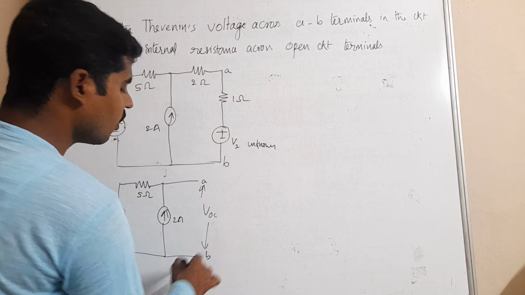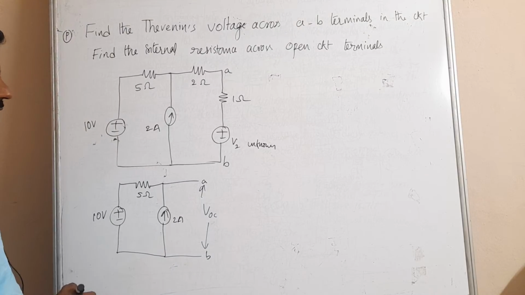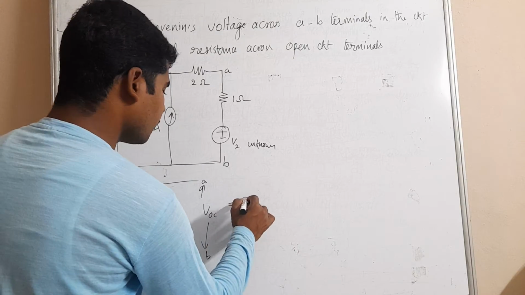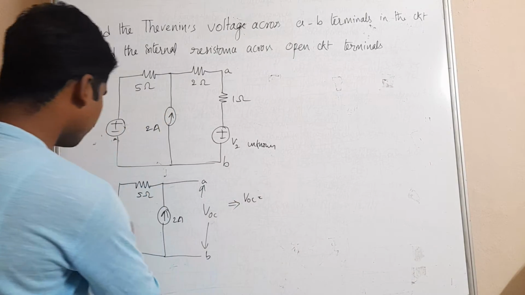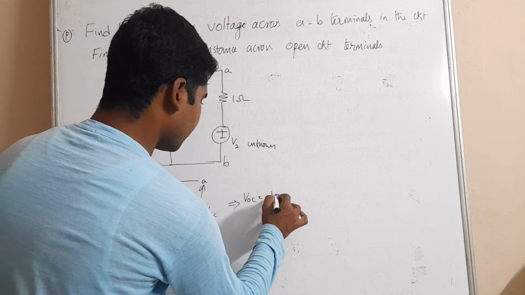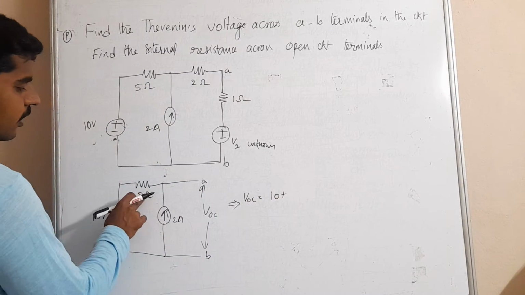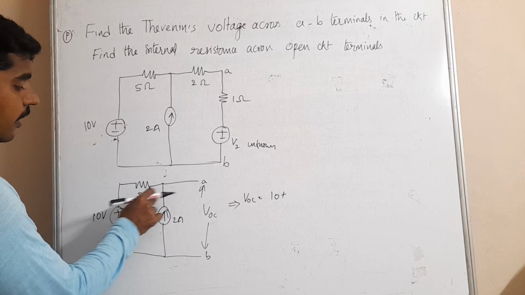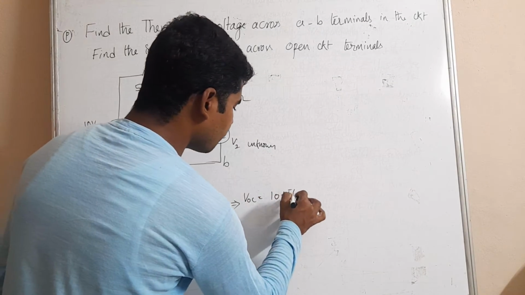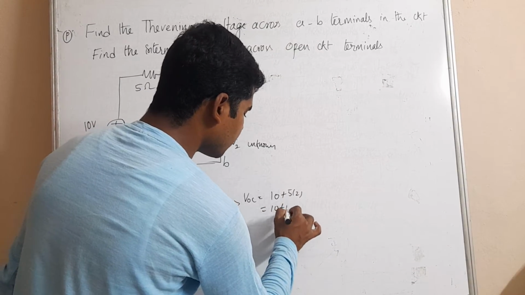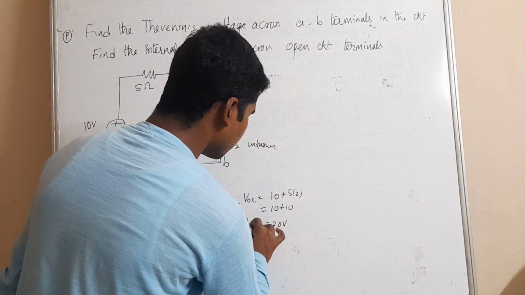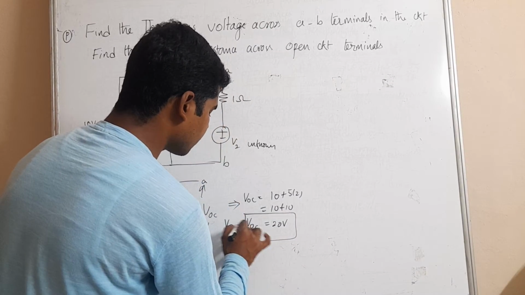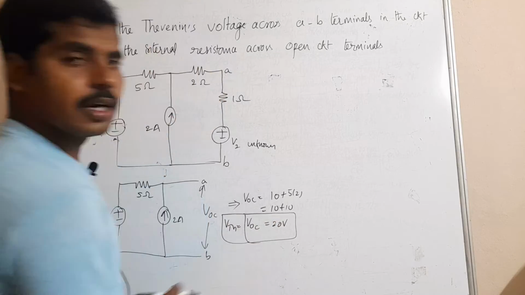It is also called the open circuit voltage. It is also equal to VTH. Now VTH is equal to VOC is equal to V1 supply voltage, that is 10 plus 5 into the voltage drop across this resistance, which is the current passing through the resistance, 5 into 2, that is 10. So 10 plus 10 gives 20 volts. That means the open circuit voltage, which is also equal to VTH, is 20 volts.